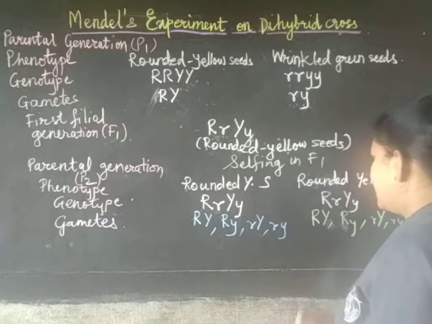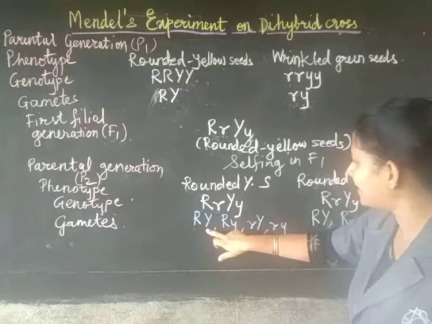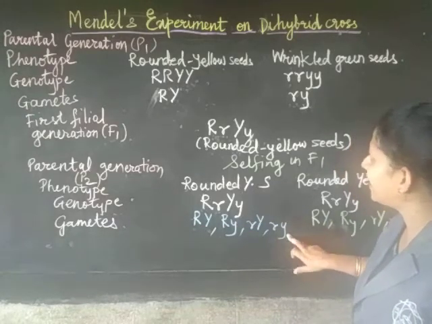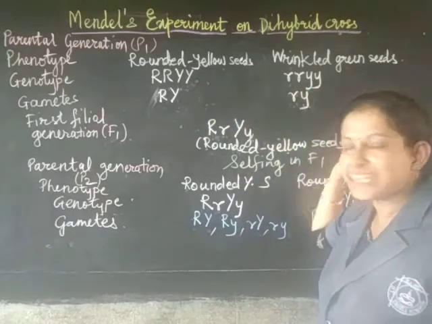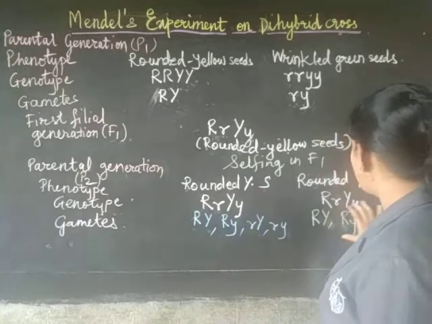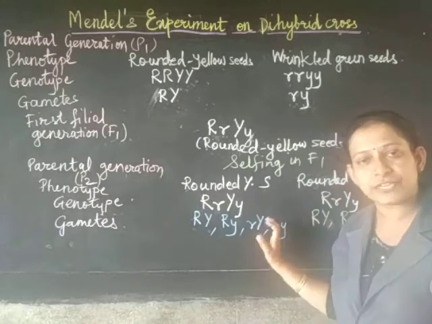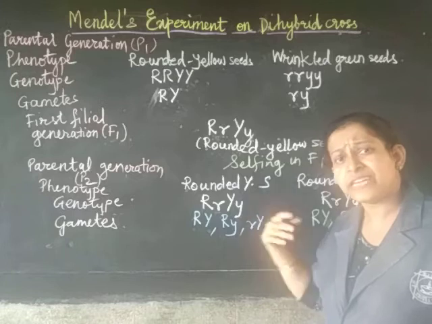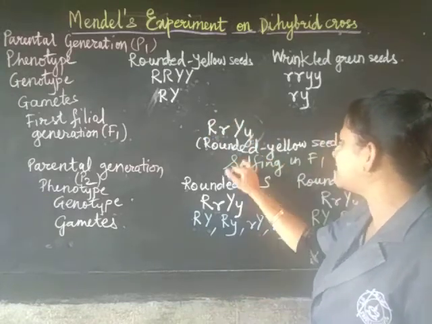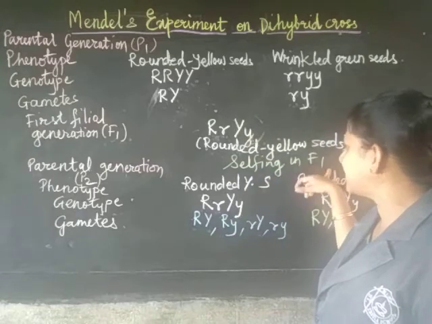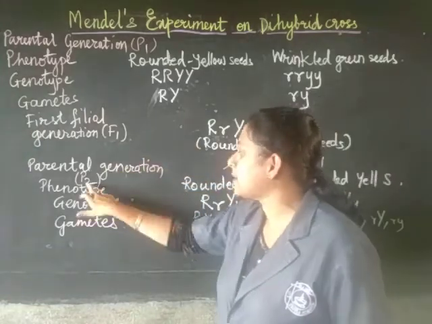small y. Now if you see, capital RY and small ry are of the first generation P1 gametes. Now these are the P2 generation, that is the parental generation P2, in which selfing of the F1 generation is done. This is the F1 generation, wherein selfing in F1 is done. That is called the parental generation P2.